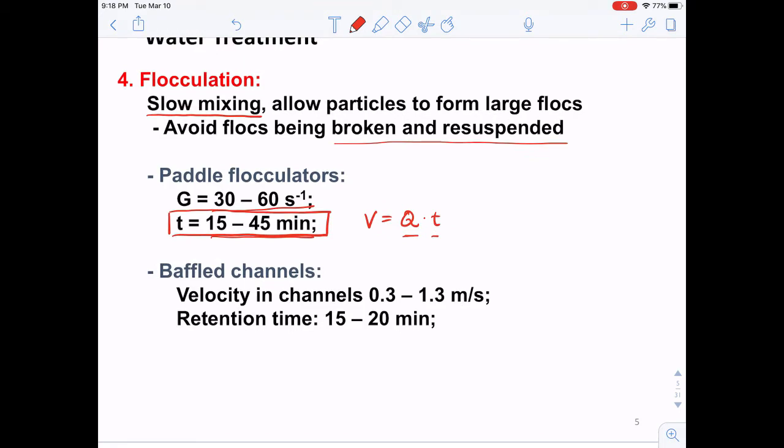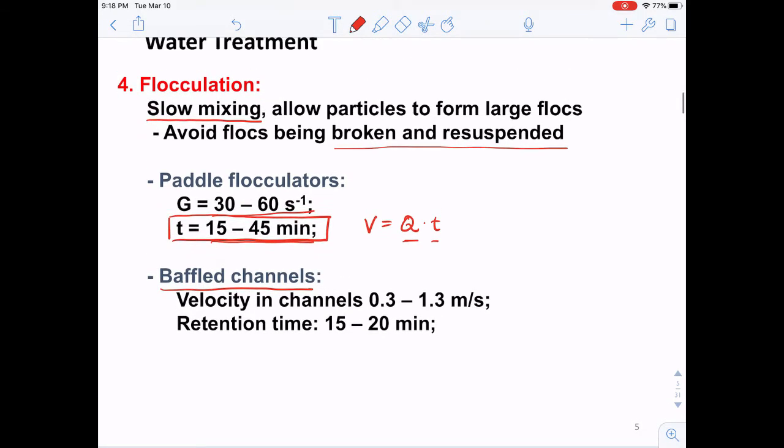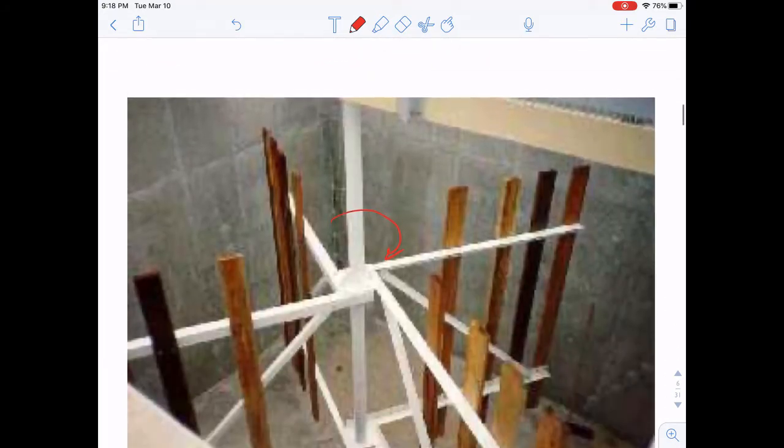So there are also baffled channels. For these baffled channels, there are no revolving objects. So what happens is that the water will just flow around in the channels of this flocculator, and also it needs a relatively longer retention time. And actually, the velocity of the water is also relatively slow.